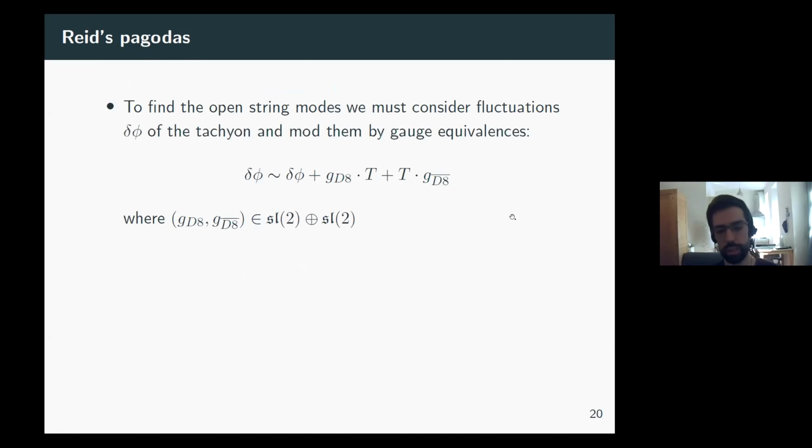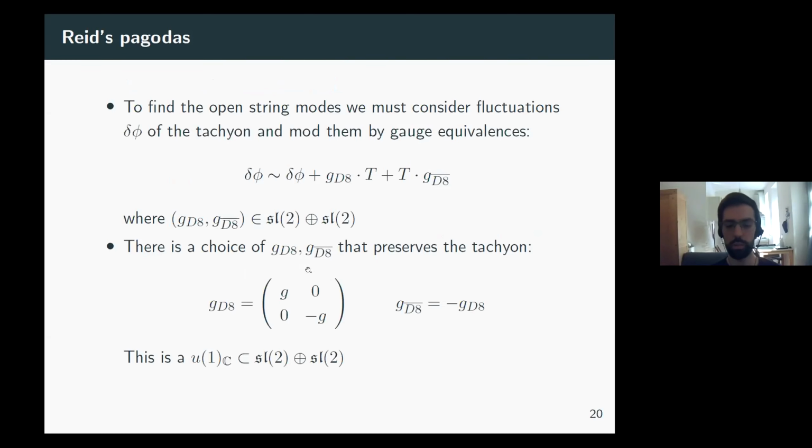Doing this, we see that there is a choice of these matrices that preserves the tachyon, and it is given by this diagonal matrix G, minus G, that is just a U(1) inside this algebra SL(2) plus SL(2). Now, putting this aside, so not considering the choice that preserves the tachyon, we are left over with the actual transformation that we must gauge from the fluctuations of the tachyon.